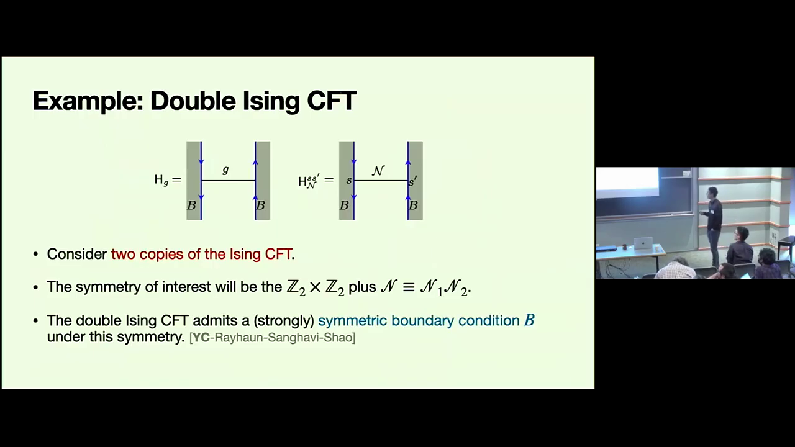Let me briefly give you a simple example. So consider two copies of the Ising conformal field theory, with central charge 1/2 each. The symmetry of interest will be the Z2 times Z2 symmetry of the two CFTs, and the product of the two Kramers-Wannier symmetry lines. So N1 and N2 refer to the Kramers-Wannier duality lines of the individual Ising CFTs, and then we consider the product of the two. So you have 5 topological lines here, and these 5 topological lines form a fusion subcategory of the symmetry of the double Ising CFT. And you can show that in this double Ising CFT, there exists a conformal boundary condition, B, which is symmetric under this fusion category of these 5 topological lines.